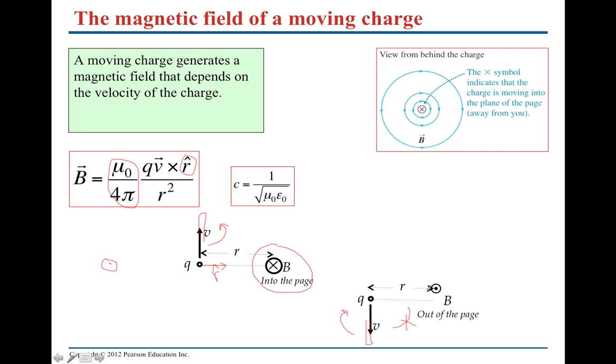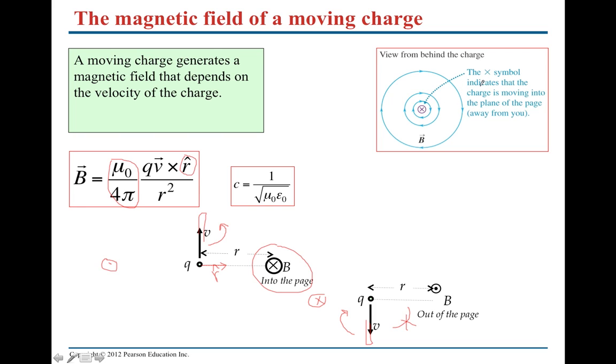So this will give me the field out of the page, and in this region here is into the page. Okay, so the other thing that we wanted to look at before we go on is that the magnetic field, due to this moving charge, depends on the distance away from the moving charge.